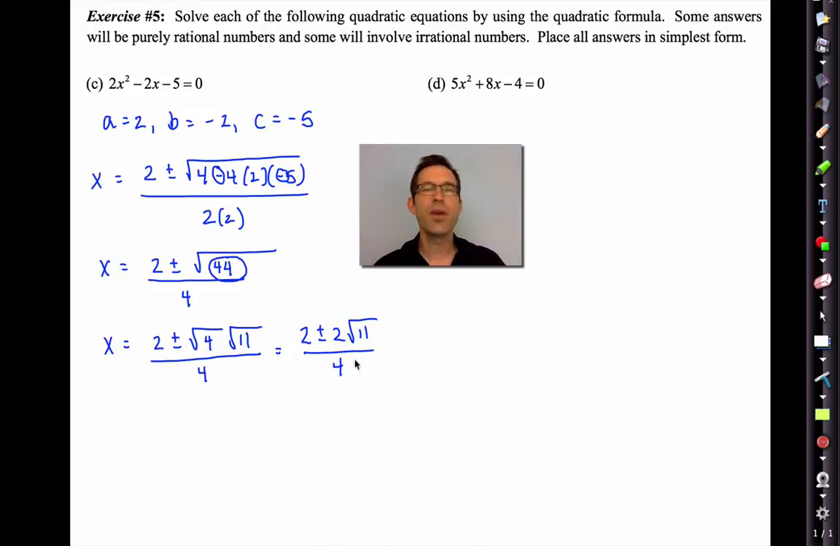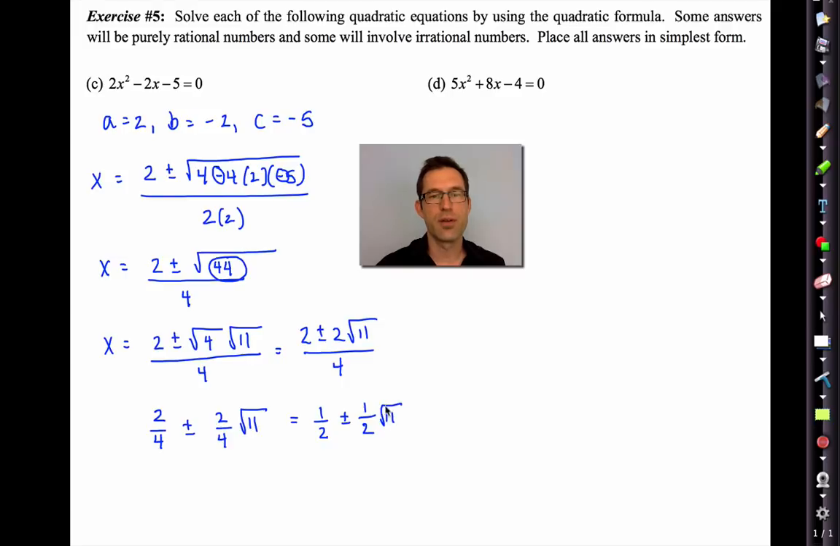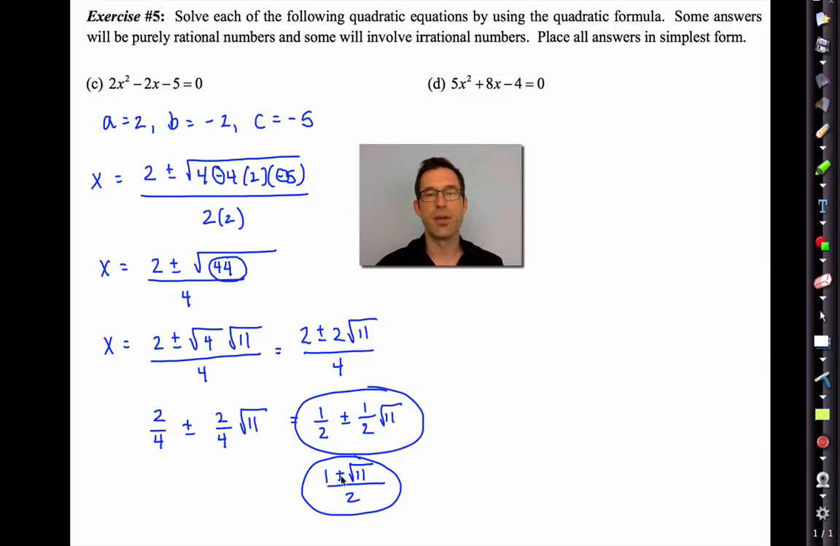Now, how do we go about simplifying this at this point? And that's a really good question. I would encourage you to rewrite it like this. That really ensures you distribute that 4. Now again, 2/4, well, that's 1/2. And plus or minus 1/2 root 11. I think this is a good way to write it. Sometimes you'll see it as 1 plus or minus root 11 all divided by 2. Right, so we'll just common denominator, put the two fractions together, and that's it.